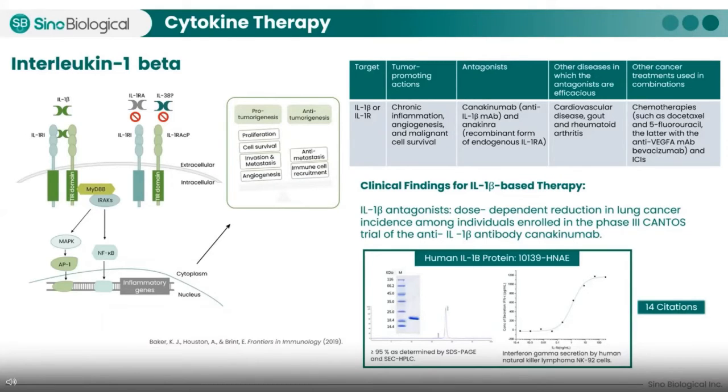Now, similar to TNF and IL-6, a large body of preclinical data underscores the tumor-promoting effects of IL-1 alpha and IL-1 beta. IL-1 beta is mainly produced by myeloid cells and fibroblasts in the TME, especially via the inflammasome pathway, and can stimulate other inflammatory mediators, cell invasiveness, and immunosuppression.